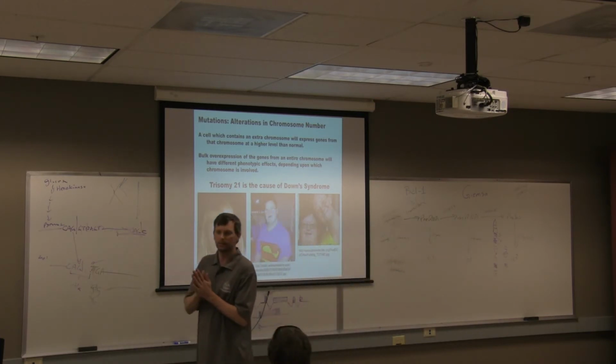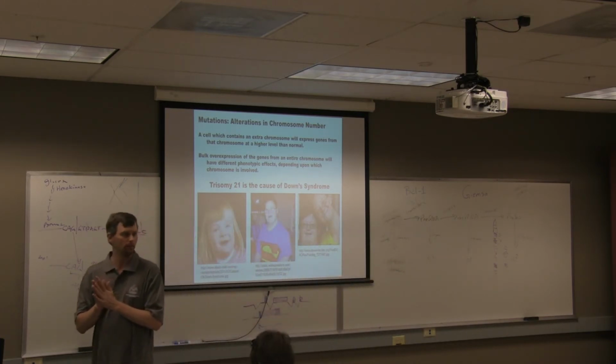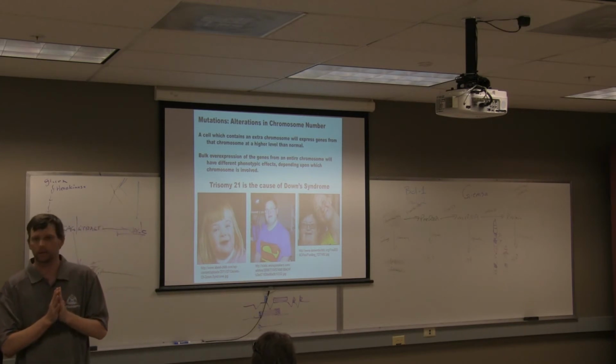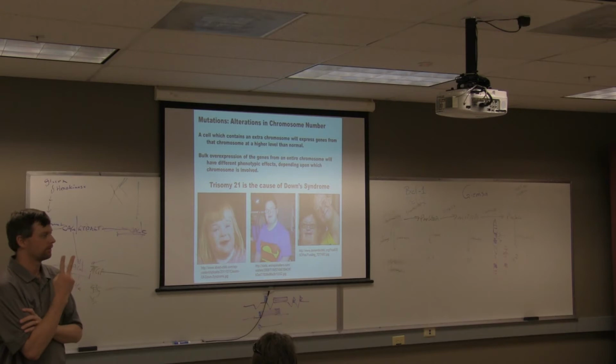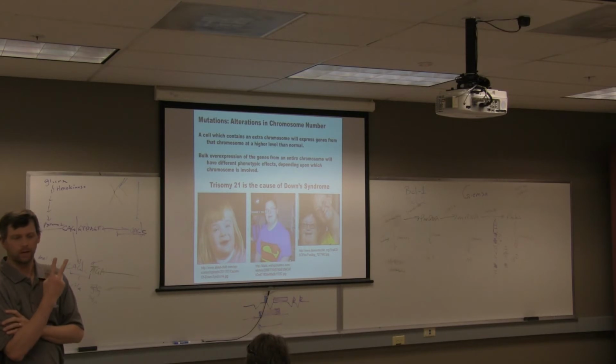There was a case, someone with Down syndrome, so they just did the classic test, they did the karyotype, and they found 2 copies of chromosome 21. How could this person have Down syndrome with just 2 copies of chromosome 21?